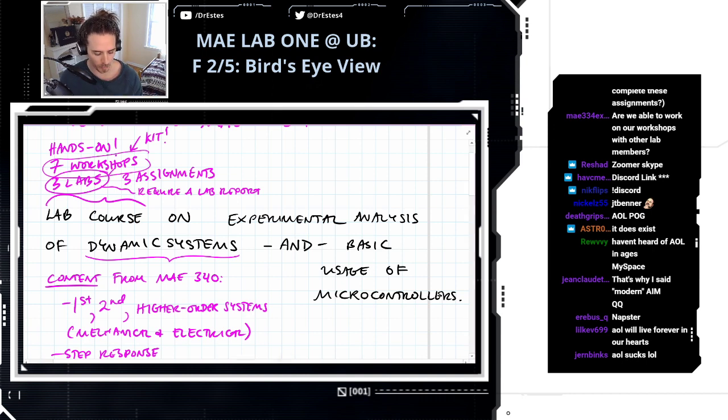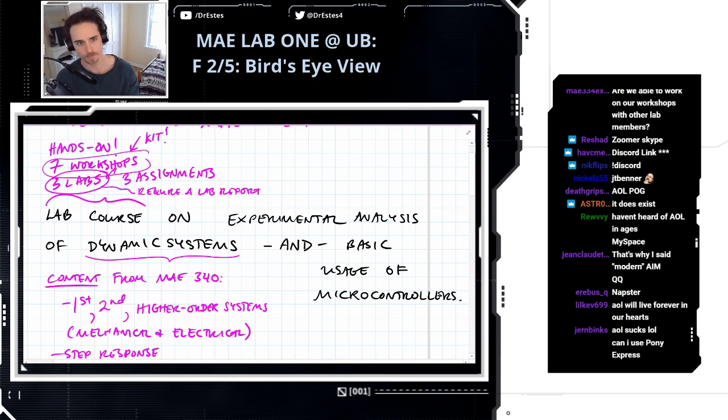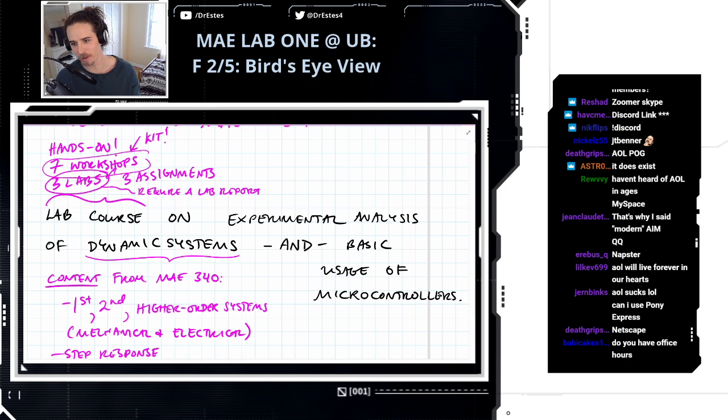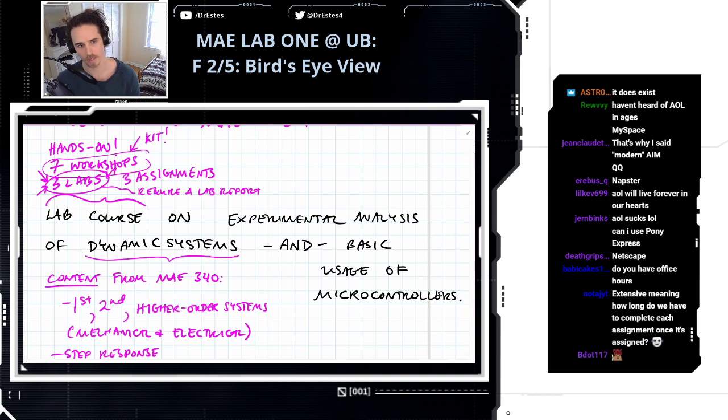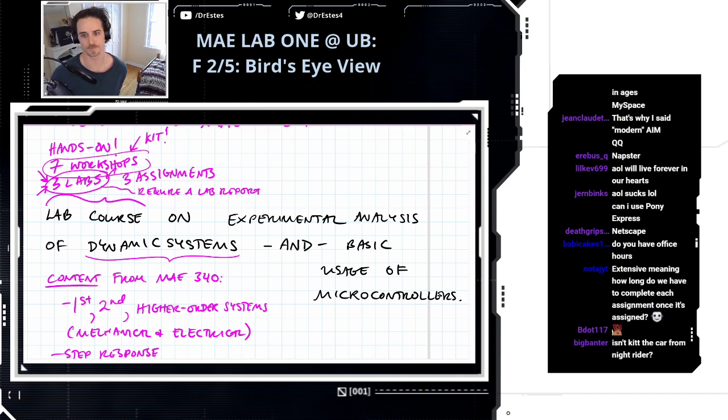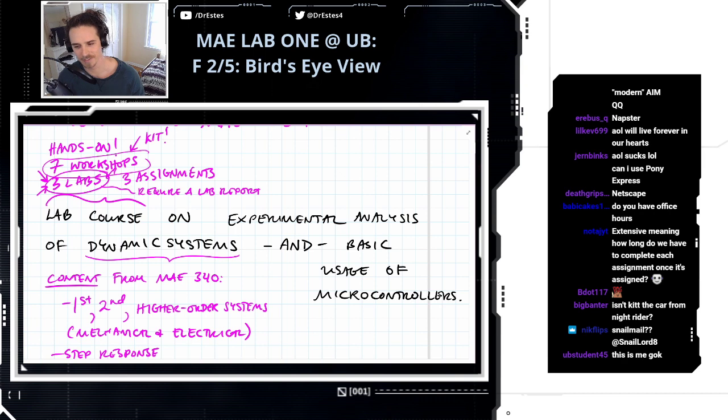So yeah, the difference between workshops and labs: the workshops are going to use the kit exclusively. And for the labs, these are going to use equipment on campus other than the kit. For example, for the third lab, we have this flexible beam that we're going to get the frequency response of. Isn't the kit the car from Knight Rider? A different kit.